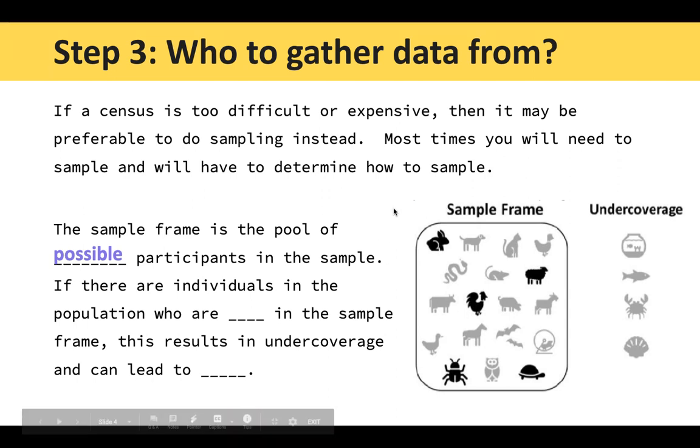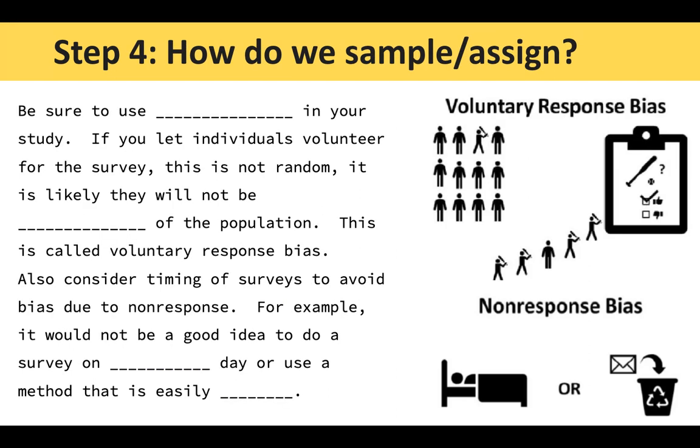So if there are individuals in the population who are not in the sampling frame or sample frame, this leads to what we call undercoverage, which can lead to bias. Right? We want to avoid bias in our studies as much as possible to make sure that our results that we get from our sample or from our survey are reliable and accurate and that they represent what we want them to represent. So how do we sample or how do we assign treatments in an experiment?